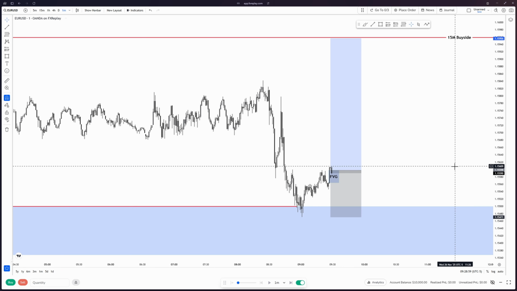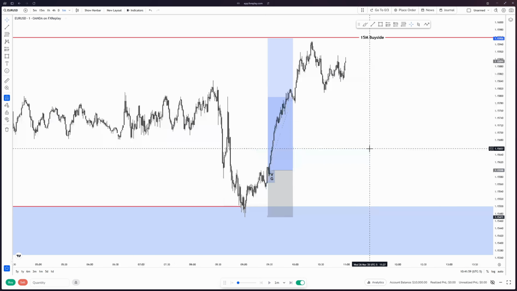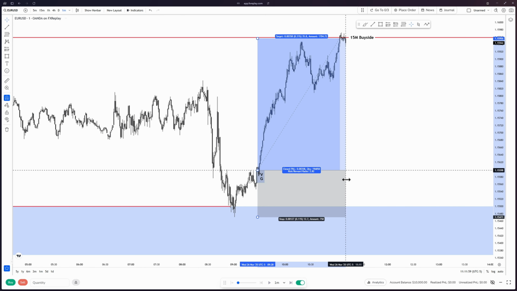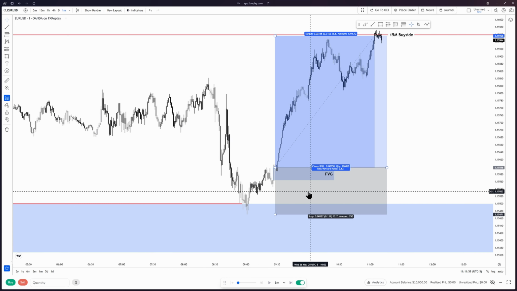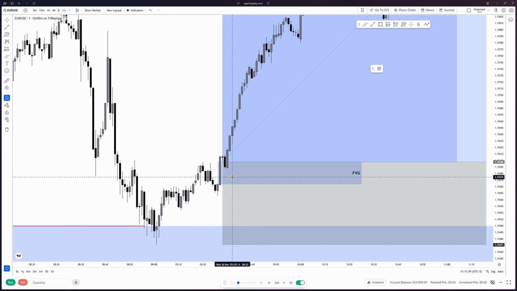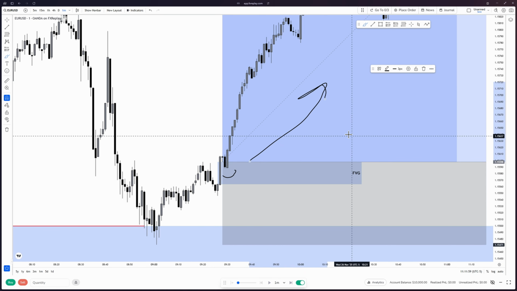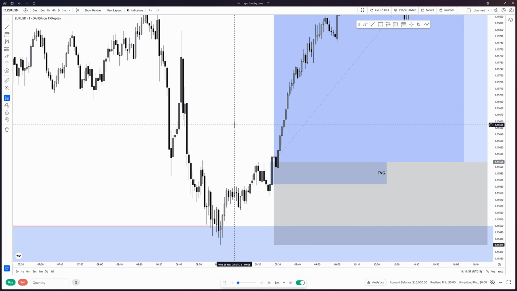The market instantly starts moving higher, displacing through all the highs, and finally gives me the target. This is a clean target with zero drawdown, but I want to see how well it works in the long term. Notice how price retraced back to the fair value gap and then went straight to the buy-side liquidity. This is a clean example of this strategy.